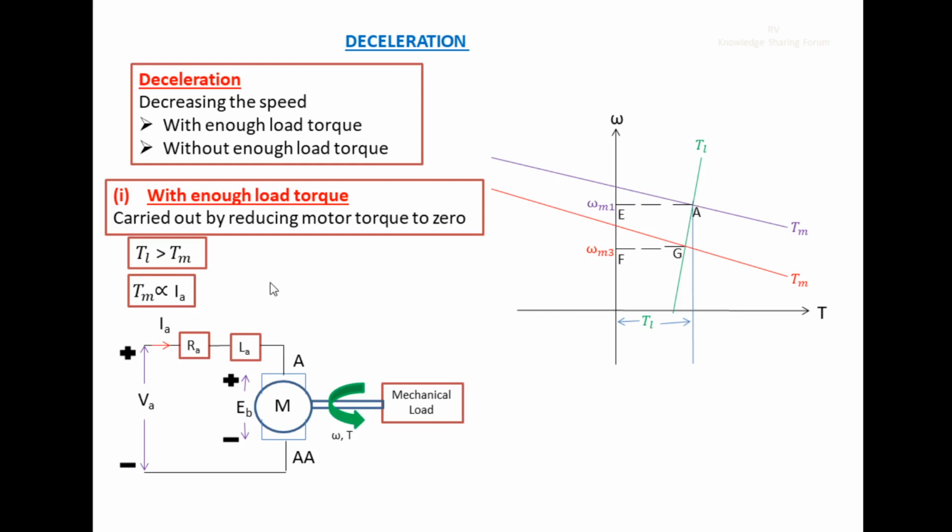Therefore, when your motor torque reduces to zero, obviously your speed falls. By reducing the armature current, our motor torque is reduced to zero from A to E. So when our motor torque reduces, obviously our speed reduces. This is how the speed is reduced when you have enough load torque. Now let us discuss deceleration when we don't have enough load torque.